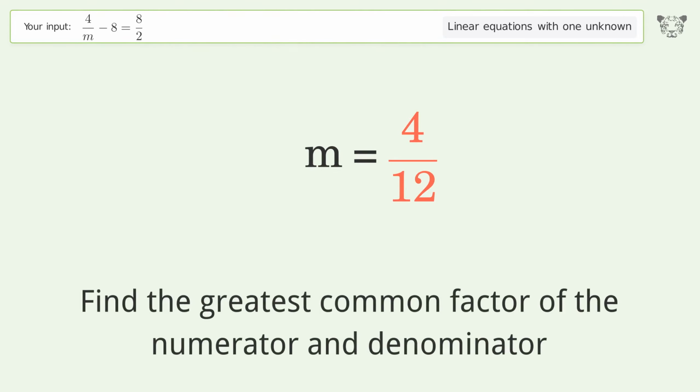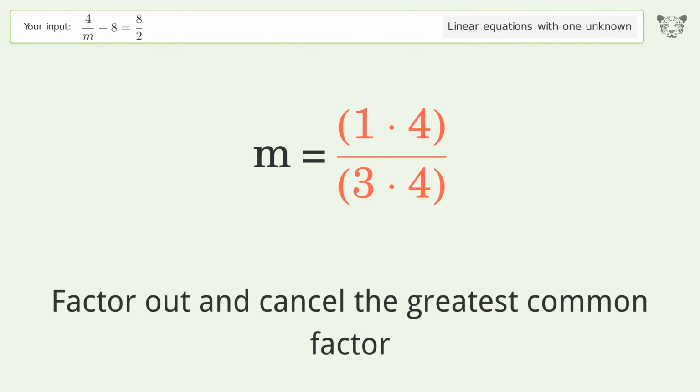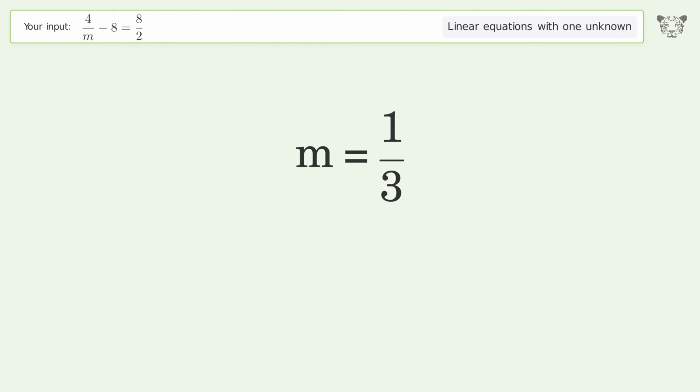Find the greatest common factor of the numerator and denominator. Factor out and cancel the greatest common factor. And so the final result is m equals 1 over 3.